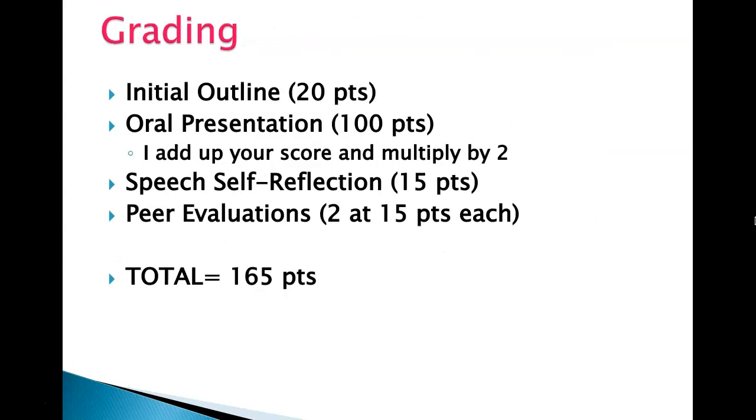All right, grading. Your initial outline is worth 20 points. This is all in your syllabus breakdown, but here it is again for you. The oral presentation, what you do when you're up there, is 100 points. I add up your score and multiply by 2. The rubric is on D2L. Your speech self-reflection is 15 points, and the peer evaluations you're doing 2 at 15 points each. So the total for the demonstration speech is worth 165 points.